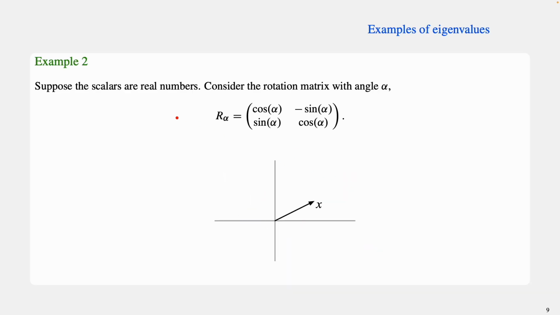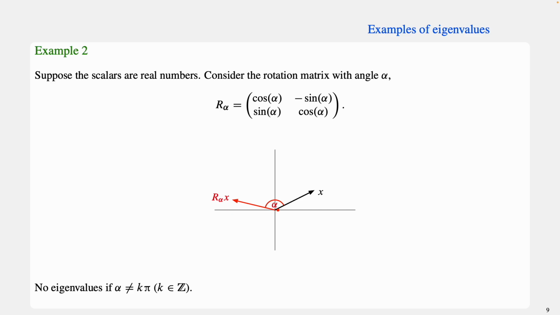The next example is a rotation matrix, and here I explicitly assume that we're looking at real numbers as scalars. And you remember this from previous lectures. R alpha, the rotation matrix for angle alpha, is cosine alpha, sine alpha, minus sine alpha, cosine alpha. And what happens here is that any vector x is rotated by an angle of alpha if we multiply by this matrix. And this means we do not have any eigenvalues if alpha is different from a multiple of pi.